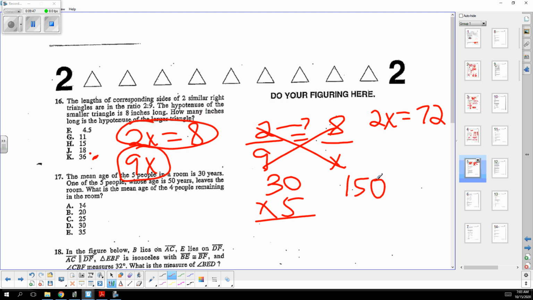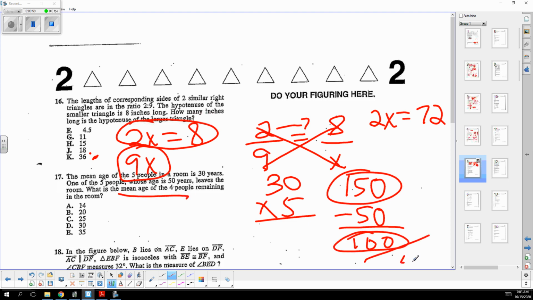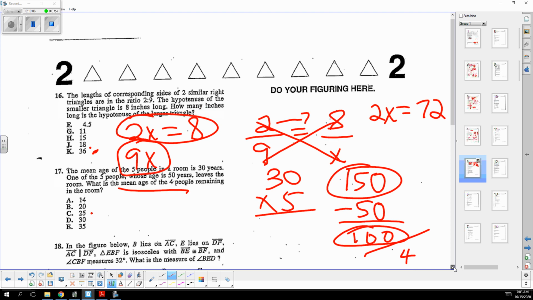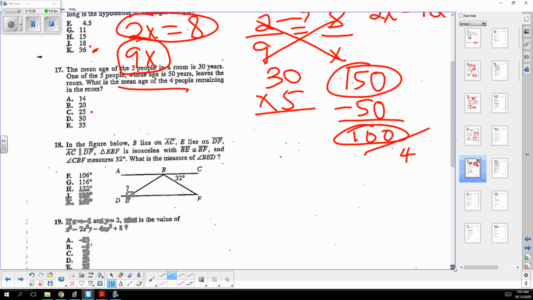The 50-year-old guy leaves the room. So he left. So the total ain't 150 no more, it's 100. What is the average of the remaining 4 people? So you divide 100 by 4. That's a classic, and we've been seeing it every night.